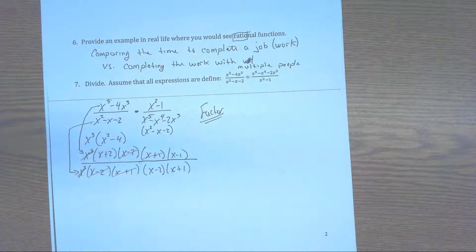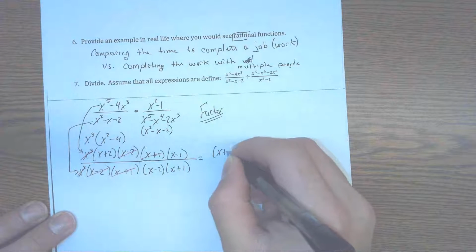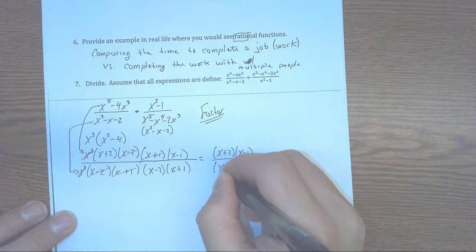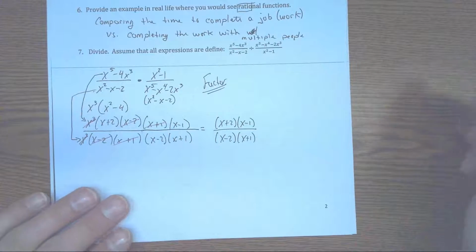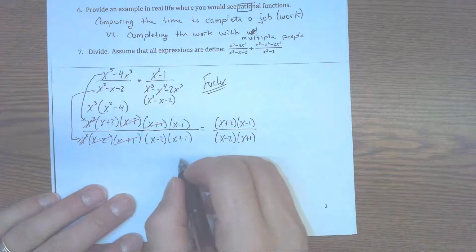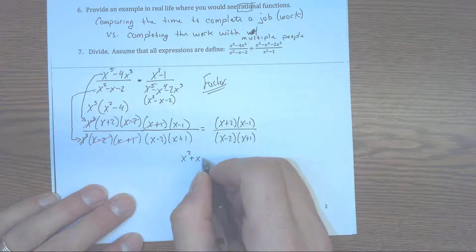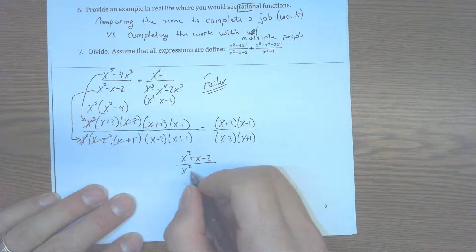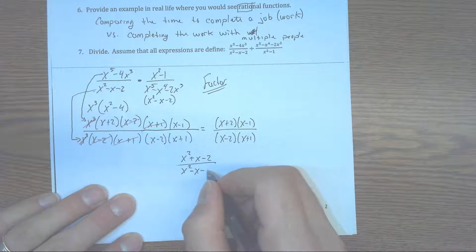And that's it. So what we have now is x plus 2 times x minus 1 all over x minus 2 times x plus 1. Last step is just to distribute. So we get x squared plus x minus 2 all over x squared minus x minus 2.